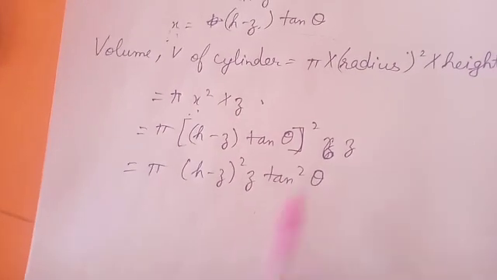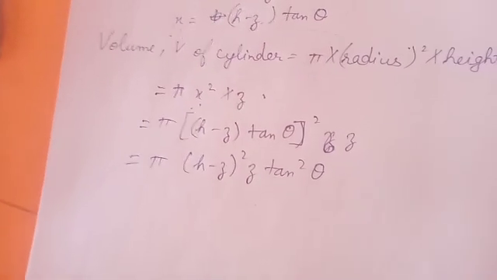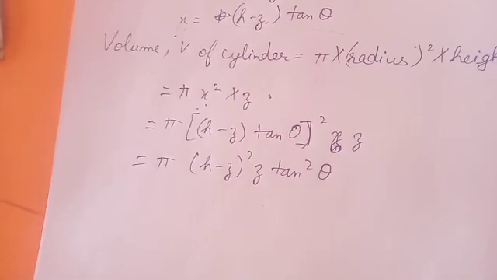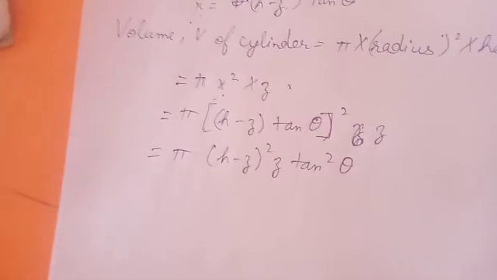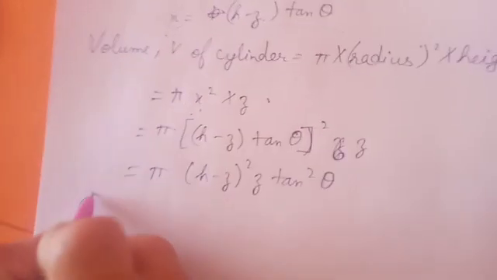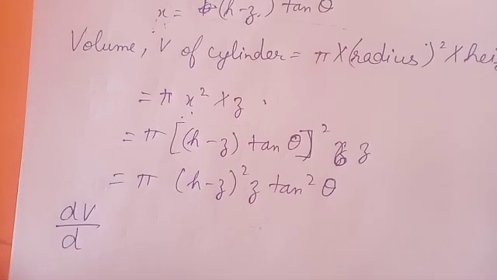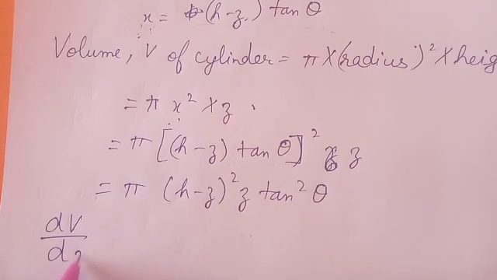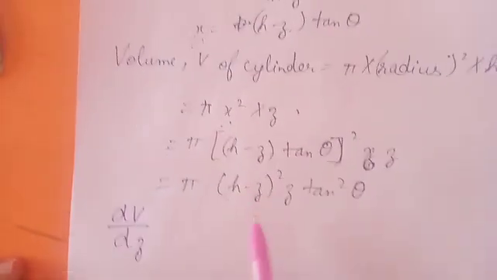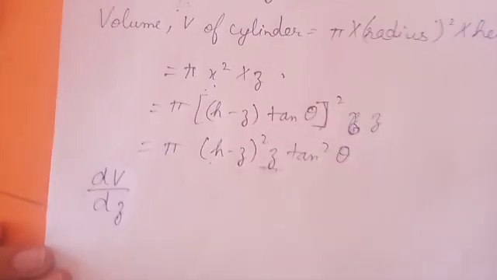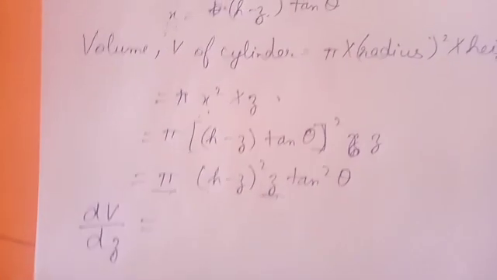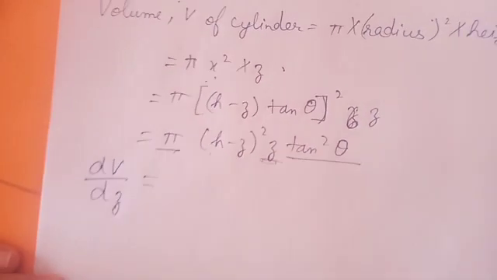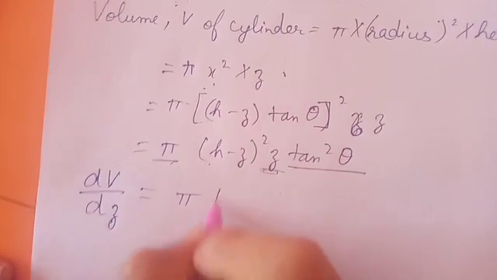Now we have got our volume in the form of height. Now what we will do is differentiate it, dV by dz. Why z, not h? Because we need to find the height of the cylinder, and the cylinder height is in the form of z. Now here pi is constant and tangent square theta is constant, so we will take them aside.